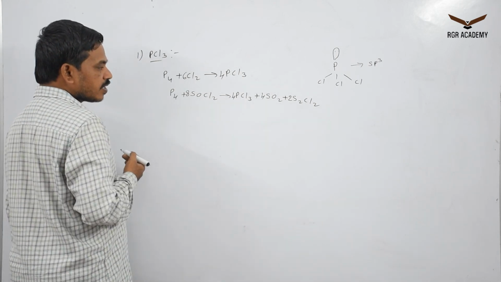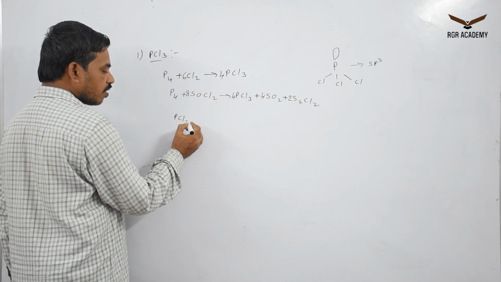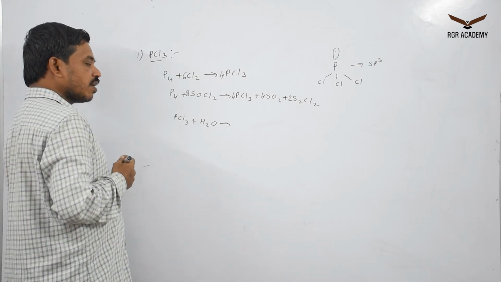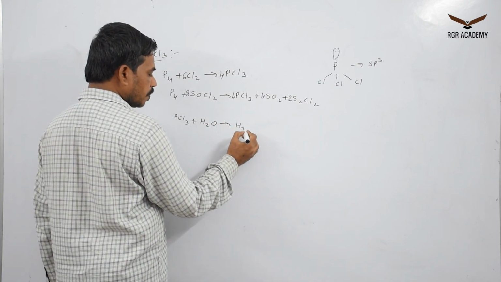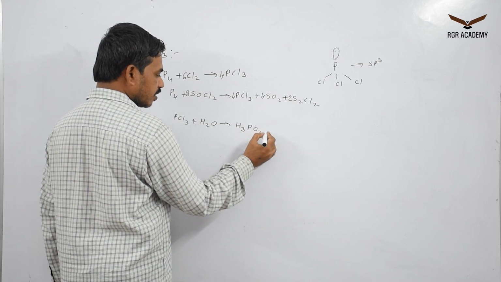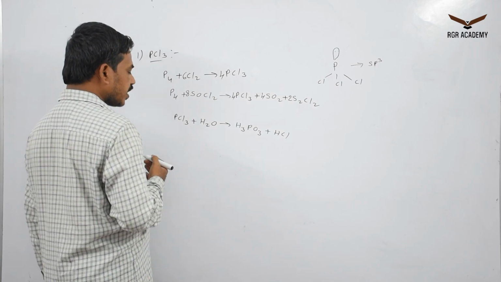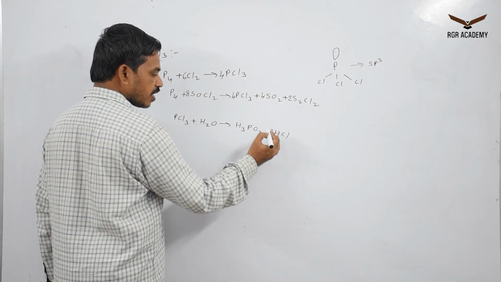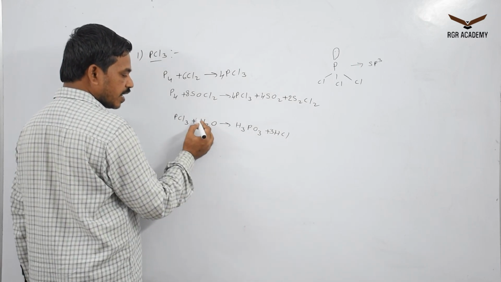Next, chemical properties of phosphorus trichloride. Phosphorus trichloride on hydrolysis forms phosphorus acid, H3PO3, plus HCl. Balance the equation. How many chlorine atoms? 3 chlorine atoms. It is multiplied with 3. How many hydrogen atoms? 6 hydrogen atoms, that is 3H2O.